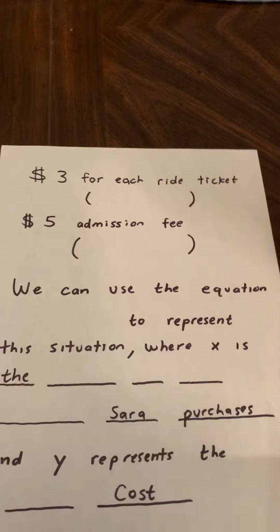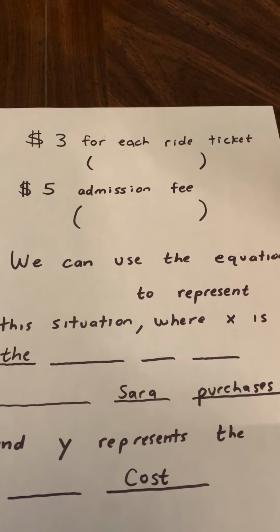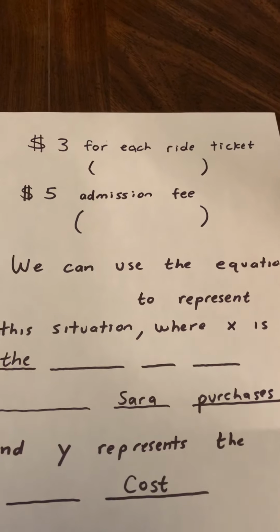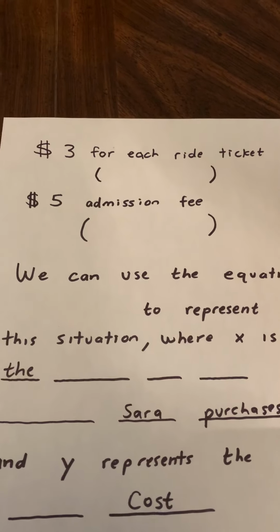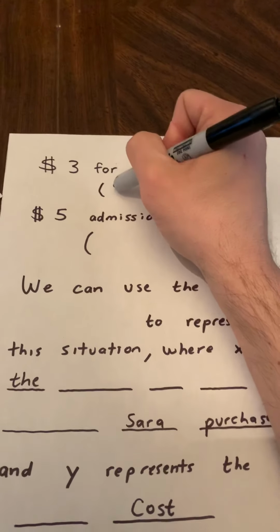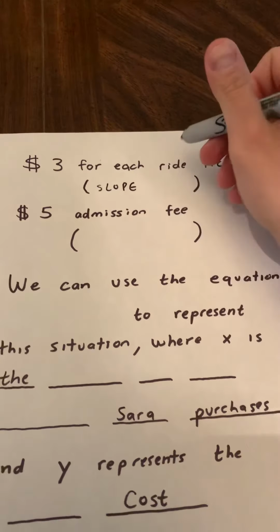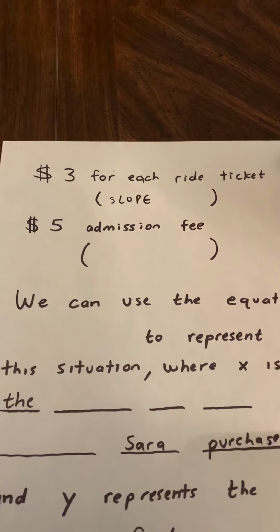So first let's make sense of the numbers in this problem. In our reading, we read that it was $3 for each ride ticket and $5 for the admission fee. The $3 is going to be known as our slope. The letter we use for slope will always be M.